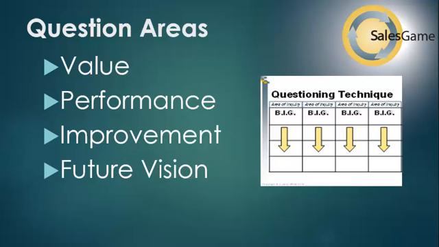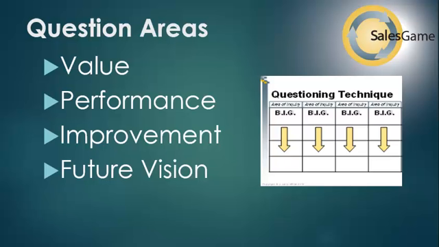Second, you want to explore performance. Here you will be confirming exactly how the client measures performance when working with professional advisors and how you, your team, and the firm stack up against those measurements. Third, you will explore improvement. You'll be asking questions such as how can we improve next year, or what would you like to see us do differently.